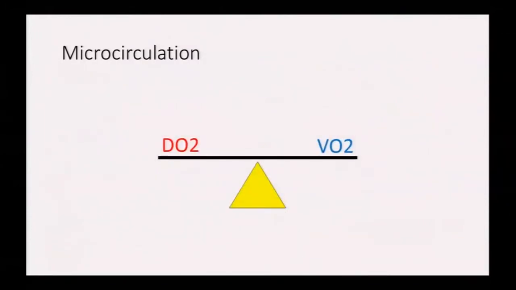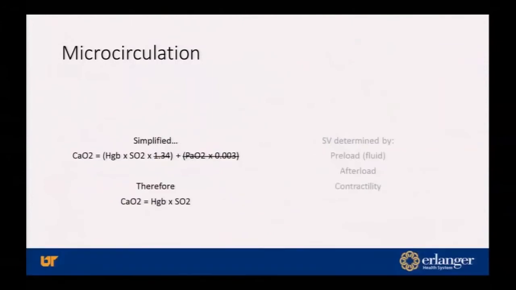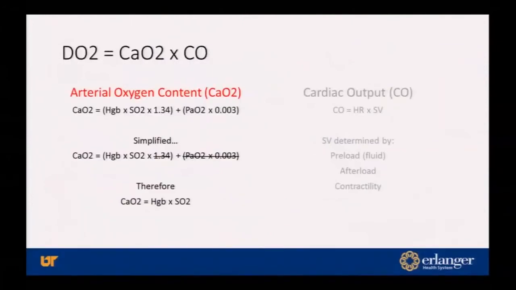Your microcirculation is all about balancing that oxygen delivery to that oxygen consumption. When that is in imbalance, badness happens. So, what is our oxygen delivery? Oxygen delivery is your arterial oxygen content times your cardiac output.